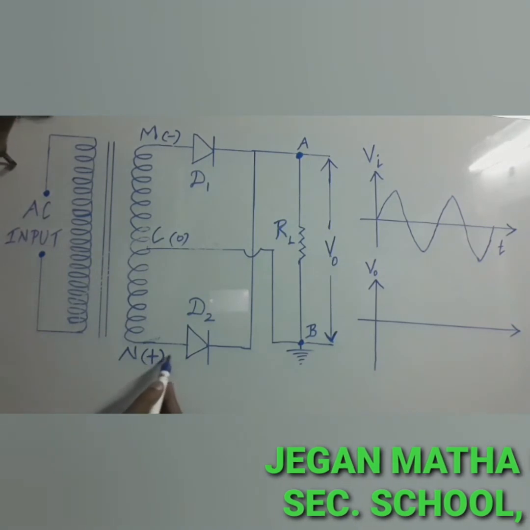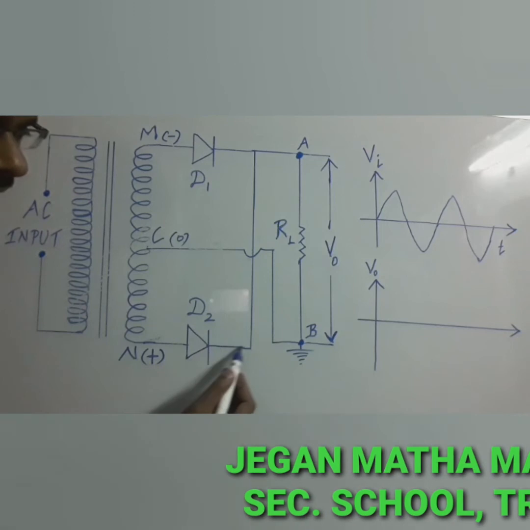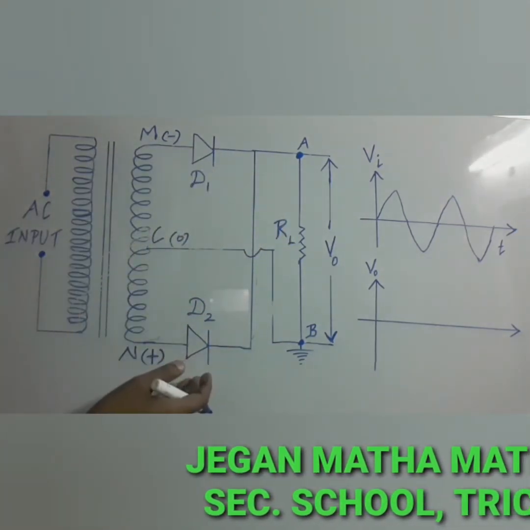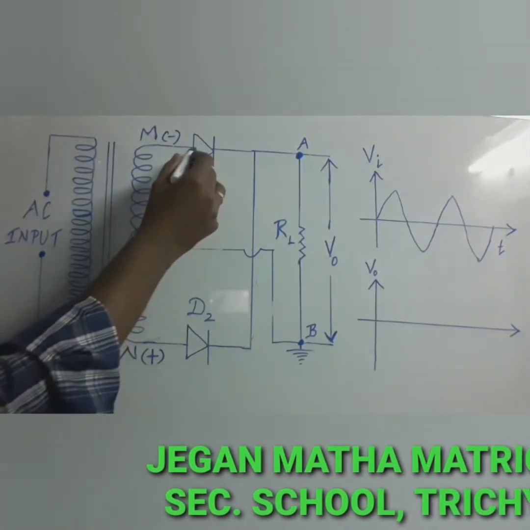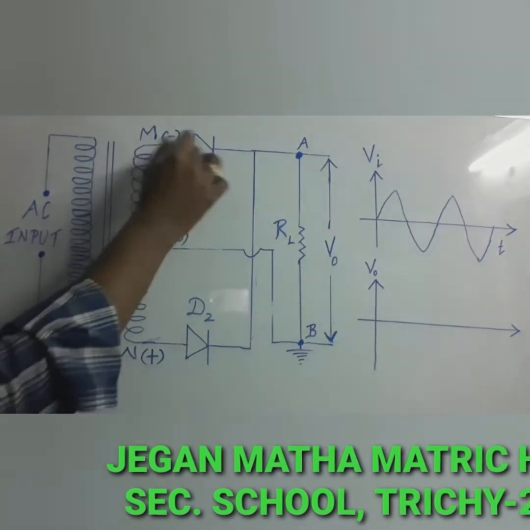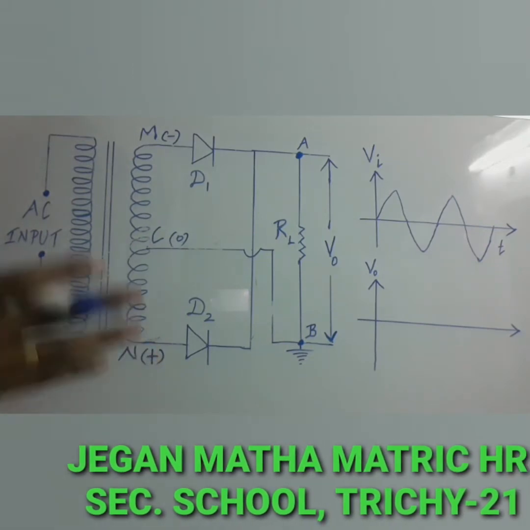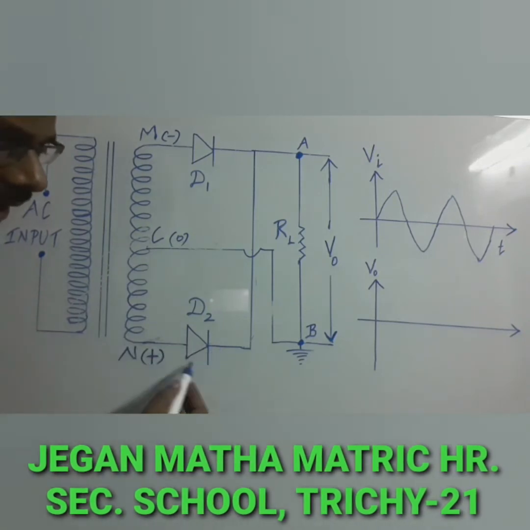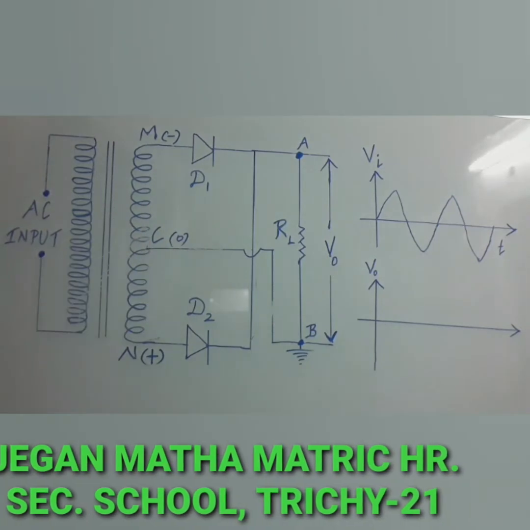Positive potential is connected to the P region of the second diode and the N region is connected to negative potential, so it is forward biased during this process. And what about D1? The P region is connected with the negative terminal, so it is reverse biased. So which diode is going to conduct? The one which is forward biased. During this process, D2 is forward biased, so it is going to conduct. D1 won't conduct the current.